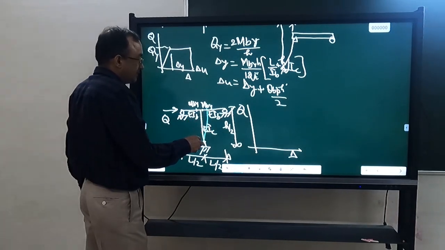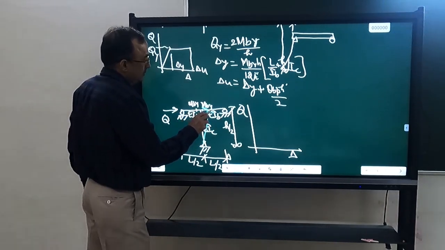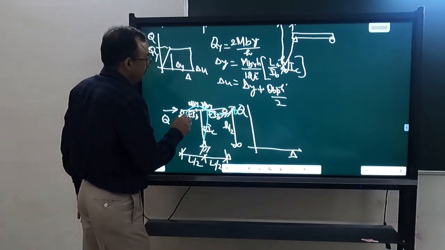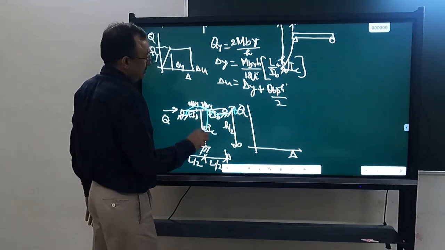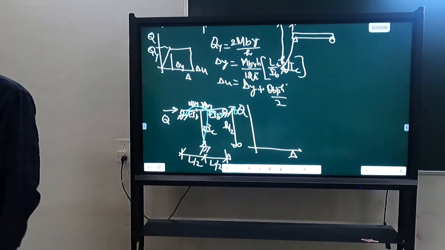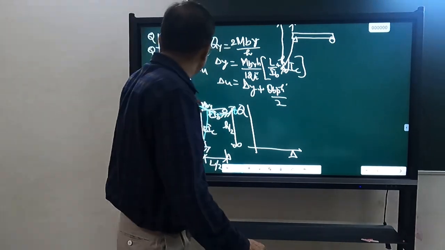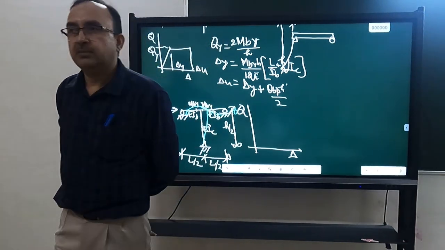The column is deforming like this. So this angle here has to be 90 degrees. So this will deform like this, and this will deform like this, so that this angle becomes 90 degrees. Not like this, then this angle will become acute.